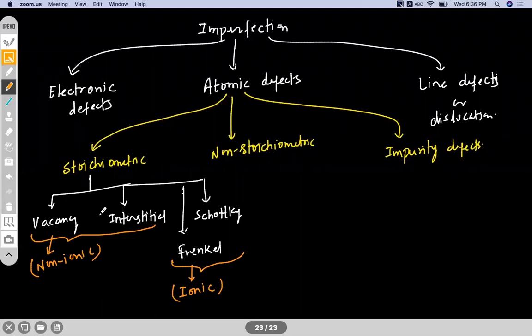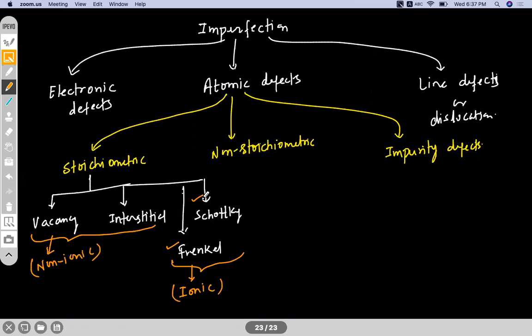Between ionic and non-ionic solids, the only difference is that here the crystal maintains its electrical neutrality. So in all these things, till now you can say 90% of the time they have asked questions on Frenkel and Schottky.